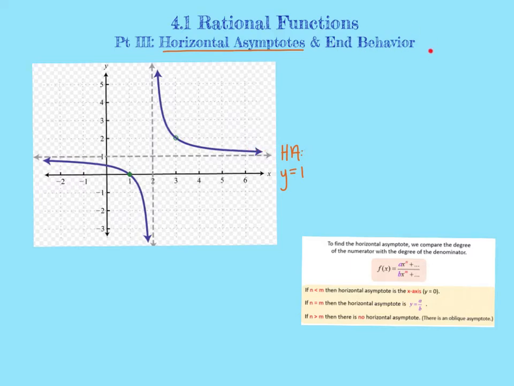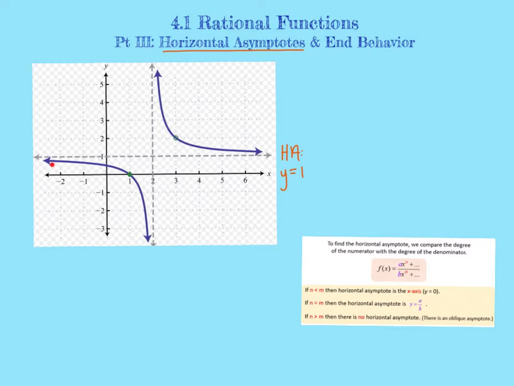Remember, end behavior is how our graph behaves at its ends, all the way to the right or all the way to the left. And the way that we describe all the way to the right is as x getting larger and larger, as x approaches positive infinity. What is our graph doing as x approaches positive infinity? Our graph is approaching 1, y equals 1, this horizontal asymptote. Same thing to the left.